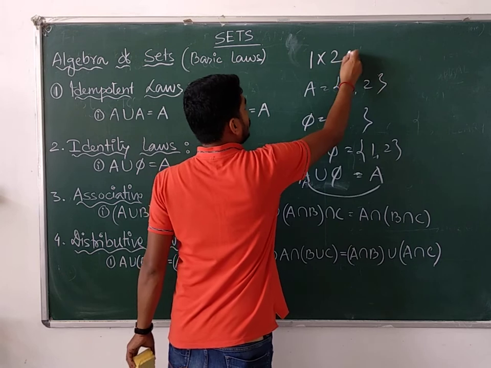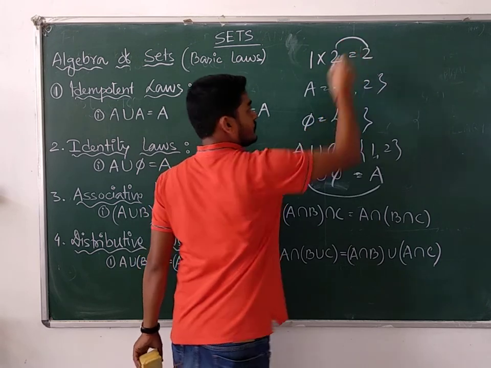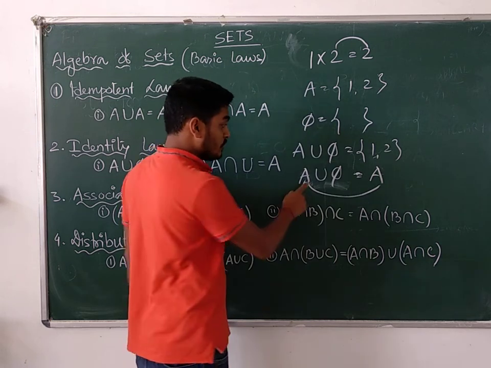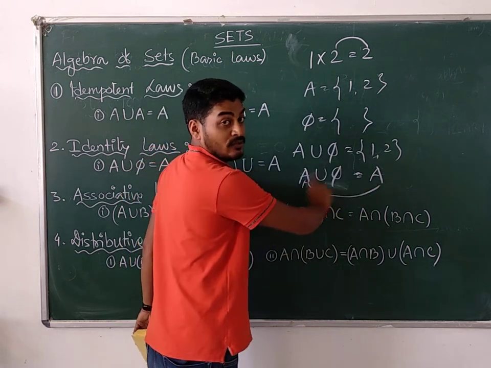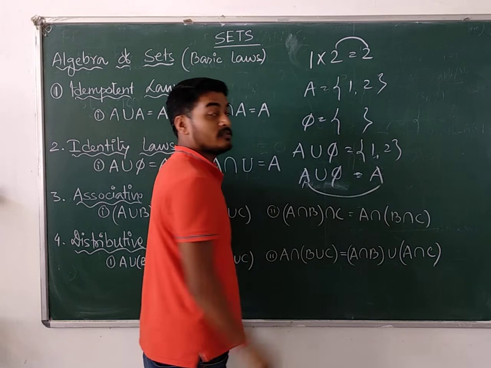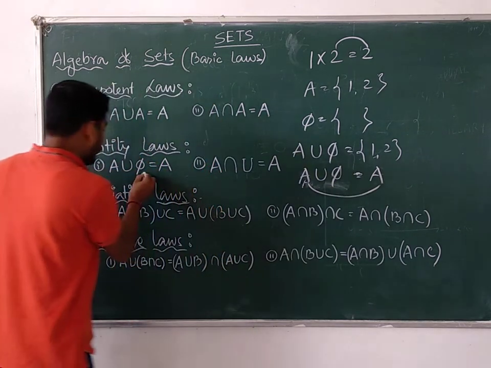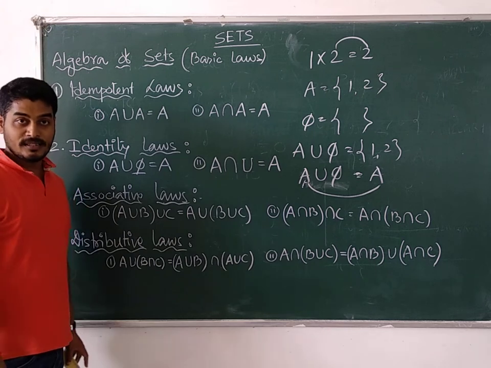1 into 2 is equal to 2. That means this element remains the same. That's why 1 is known as the identity element. Here A is the same as well. A with the same number, that means that element will be considered as the identity element. So for union, phi is the identity element.